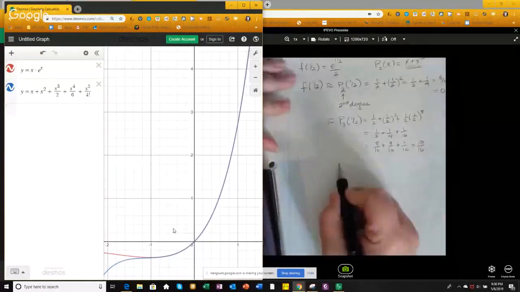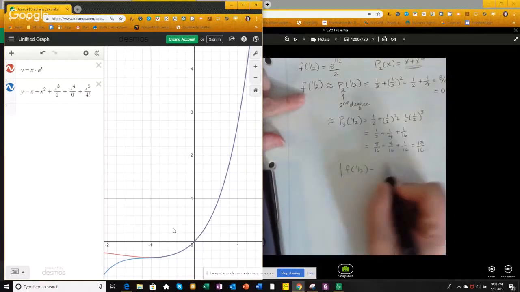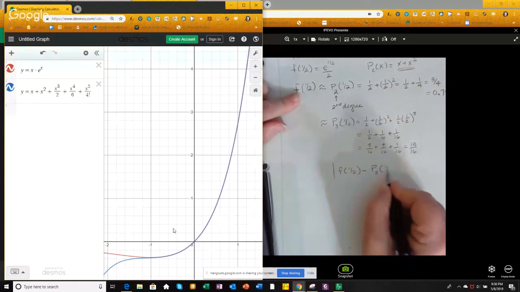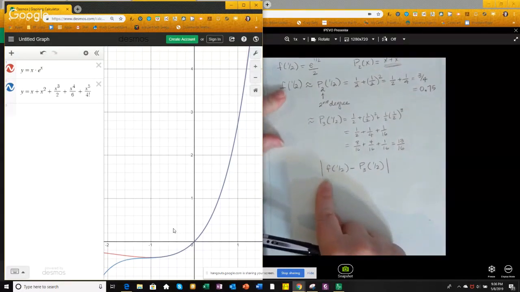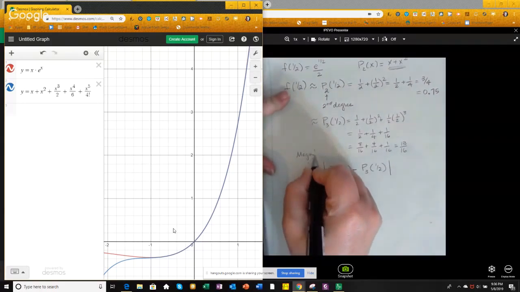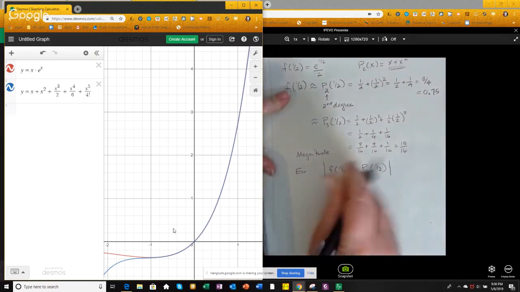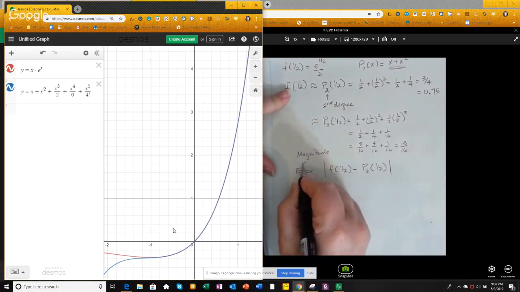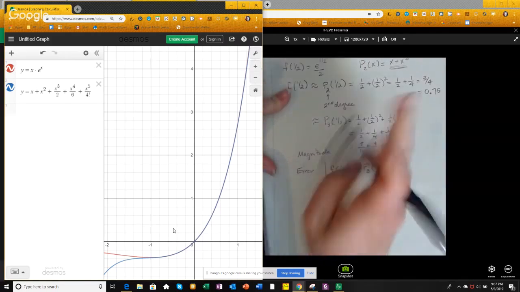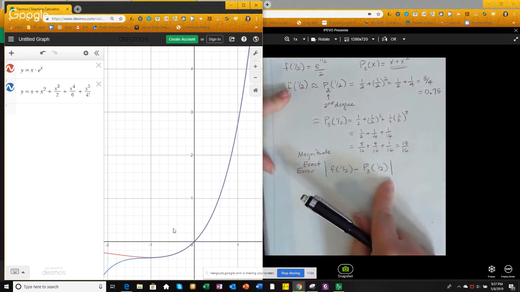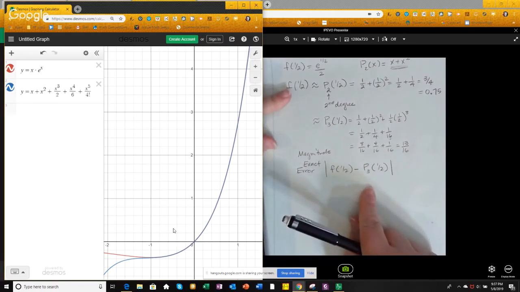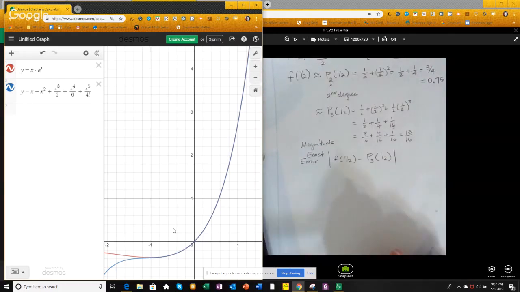And if you're going to find the exact error, you would say f of 1/2 minus your Taylor polynomial at 1/2, and you take the absolute value because you want just the magnitude of the error. This is the exact error. And you have several methods to approximate the actual error, which are the Lagrange error bound, and the alternating series error if you have an alternating series, but this is not alternating. It's just the difference between your estimation and the exact thing.